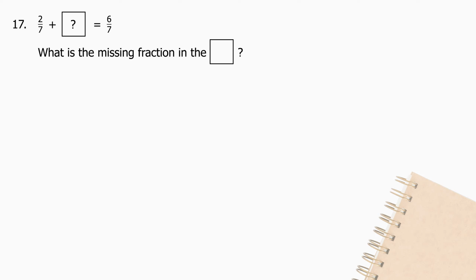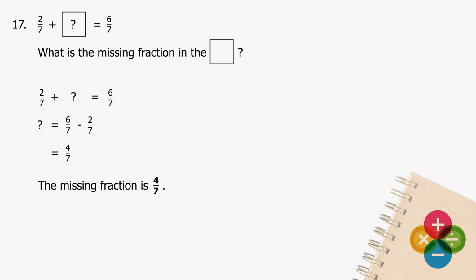Question 17. Add 2/7 to the missing fraction, and the sum is 6/7. What is the missing fraction in the box? 2/7 plus the missing fraction is equal to 6/7. To find the missing fraction, subtract 2/7 from 6/7, and the difference is 4/7. The missing fraction is 4/7.